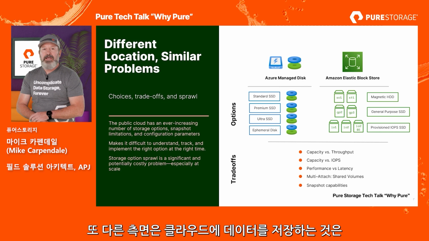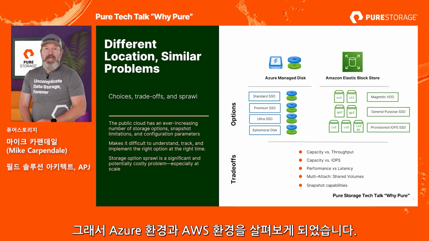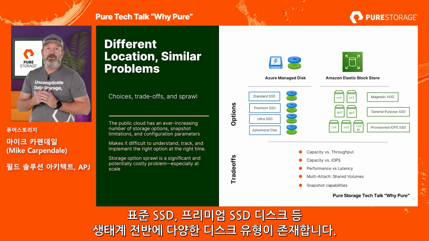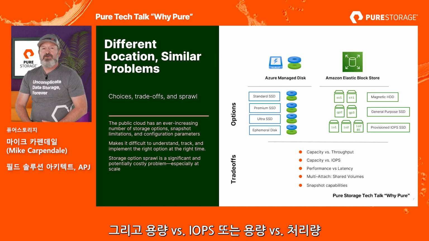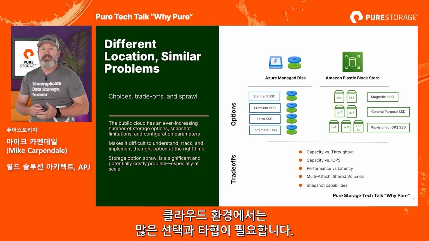The other aspect of that is simply that trying to store data in the cloud is different from the on-premise world. And then we look at what we have in an Azure environment and also in the AWS environment. We have different disk types across the ecosystems, whether that be standard or premium SSD disks. You also then have this trade-off on choice between capacity versus IOPS, or capacity versus throughput, performance and latency. So there are lots of choices and trade-offs that you have to make in the cloud world.